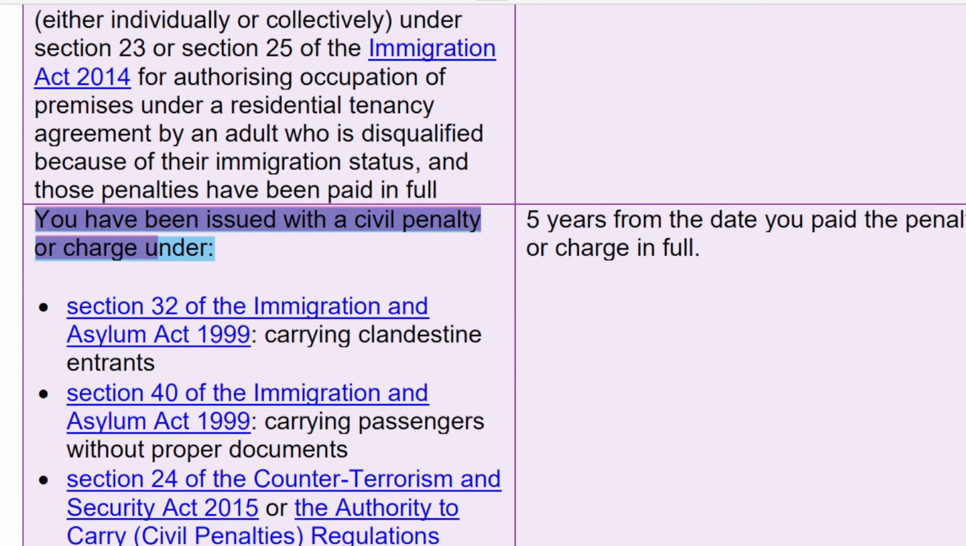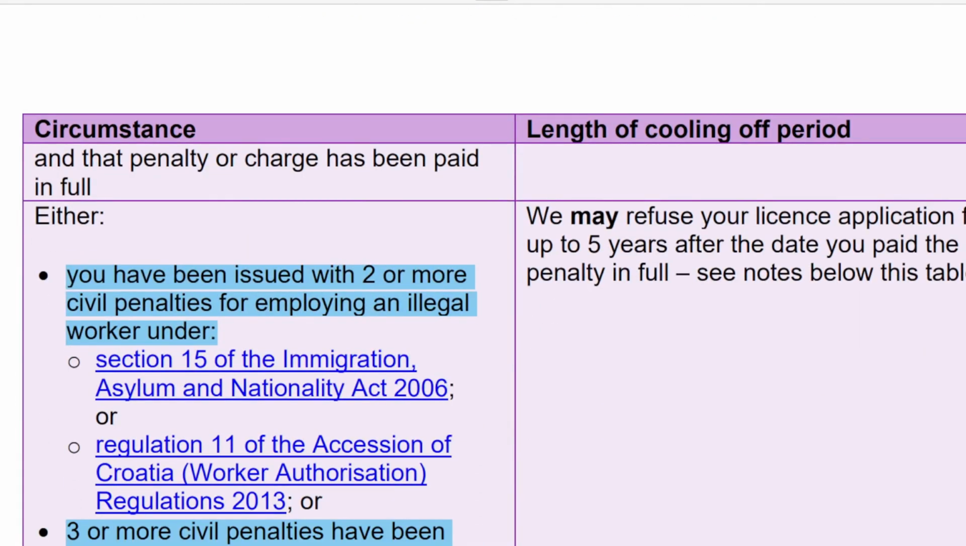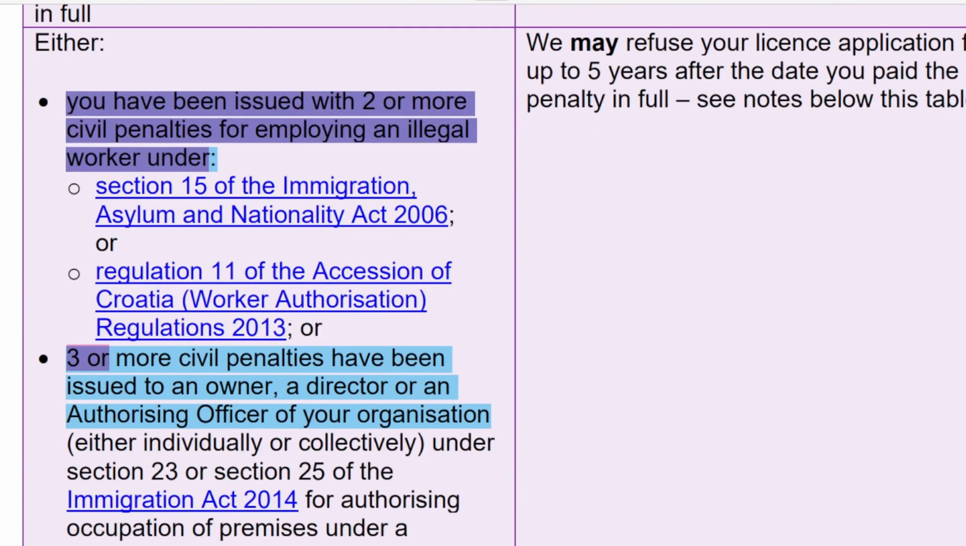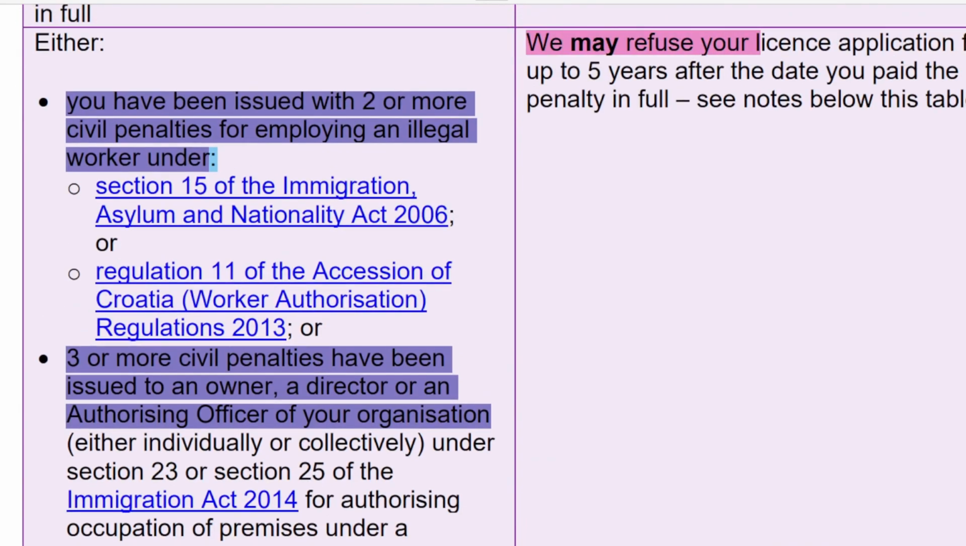You have been issued a civil penalty or charge under any of these: 5 years from the date you paid the penalty or charge in full. You have been issued with 2 or more civil penalties for employing an illegal worker, or 3 or more civil penalties are issued to an owner, director, or authorizing officer of the organization. In that case, we may refuse your license application for up to 5 years after you paid the penalty.